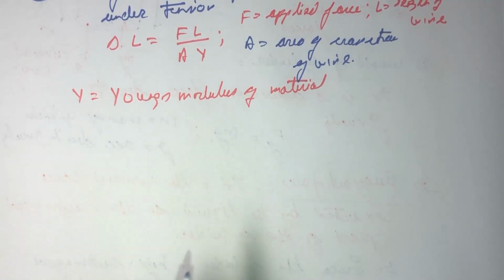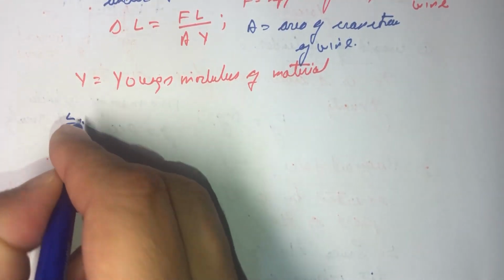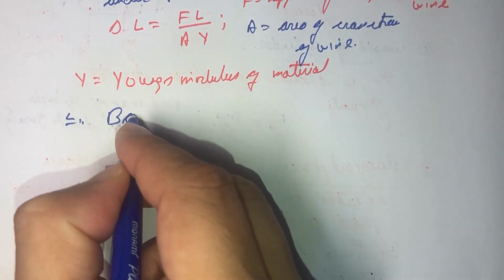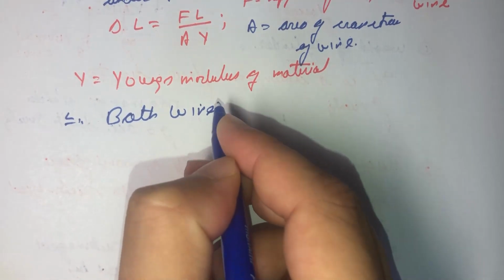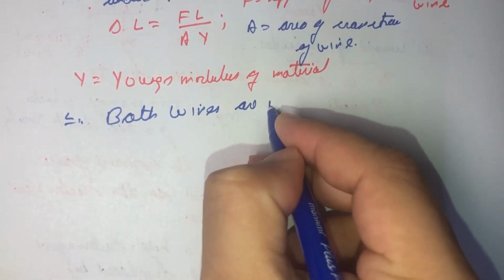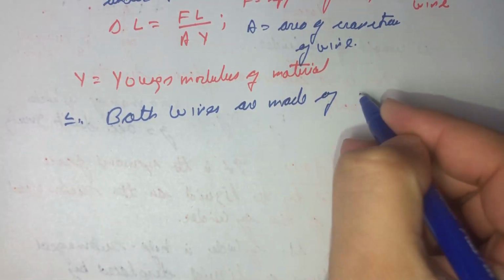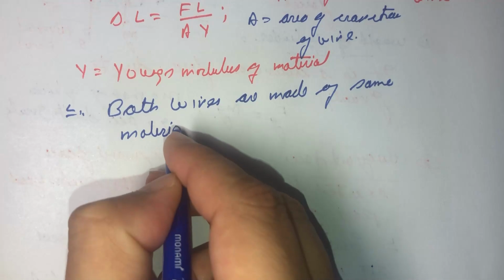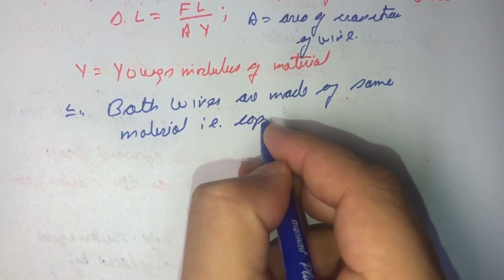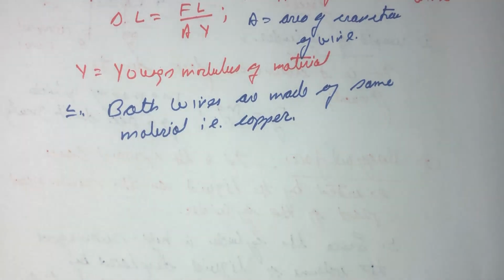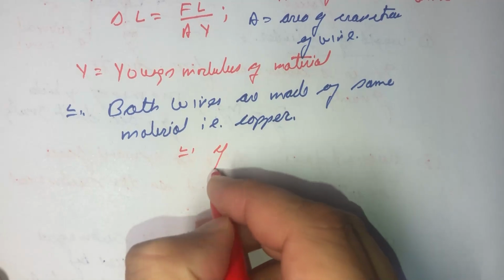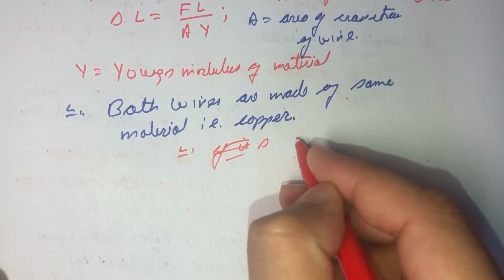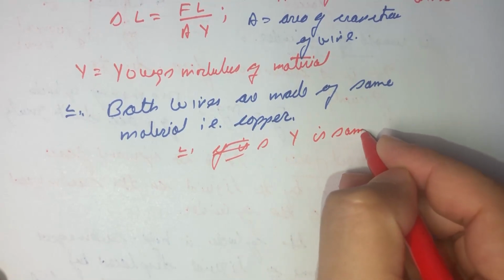And it says that both are made of copper, so value of Y will be same. We can say both wires are made of same material, that is copper, therefore Y is same.